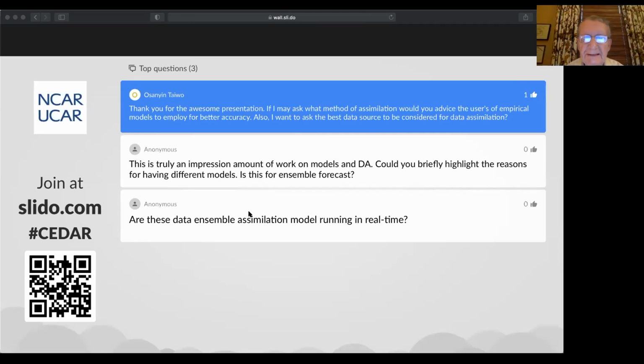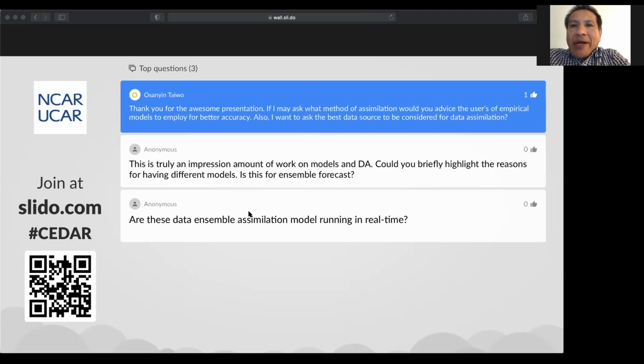Well, GPS TEC data is the best because it's the most prevalent. But for the ionosphere, NMF2 and HMF2 really are critical.